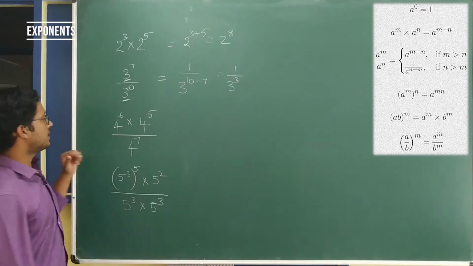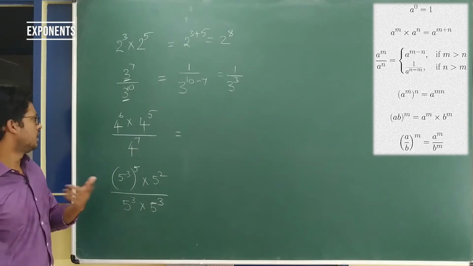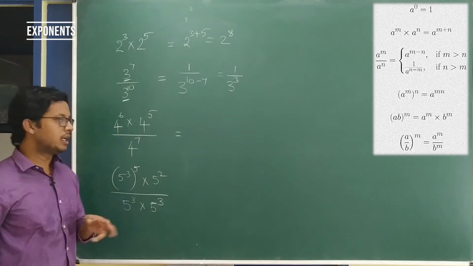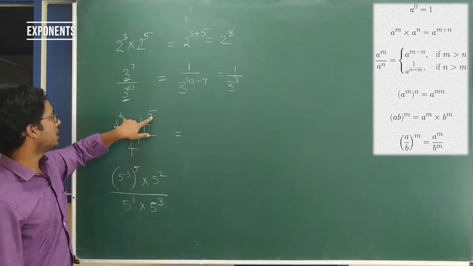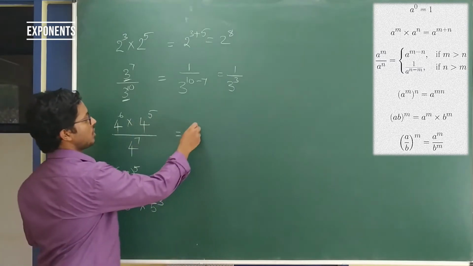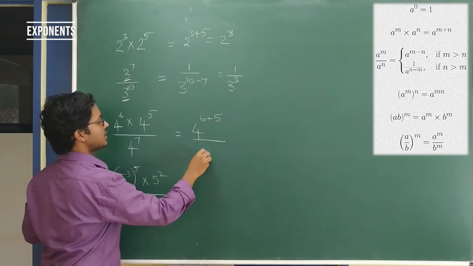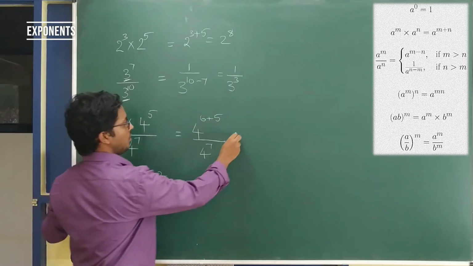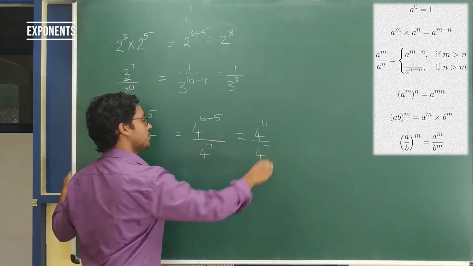So let's take this example. Here it is a combination of multiplication and division. In this case, let's first simplify the numerator. So it is 4 raised to 6 into 4 raised to 5. Again bases are same, different powers multiplied, so you have to add the powers. So it will be 6 plus 5, divided by this 4 raised to 7 as it is. So 4 raised to 6 plus 5 is 4 raised to 11 divided by 4 raised to 7.